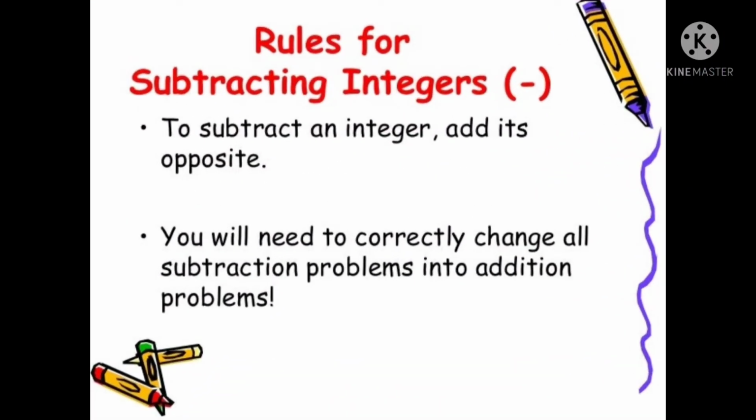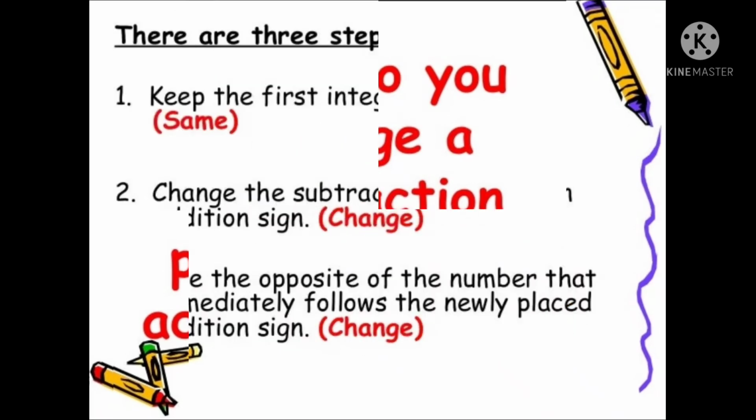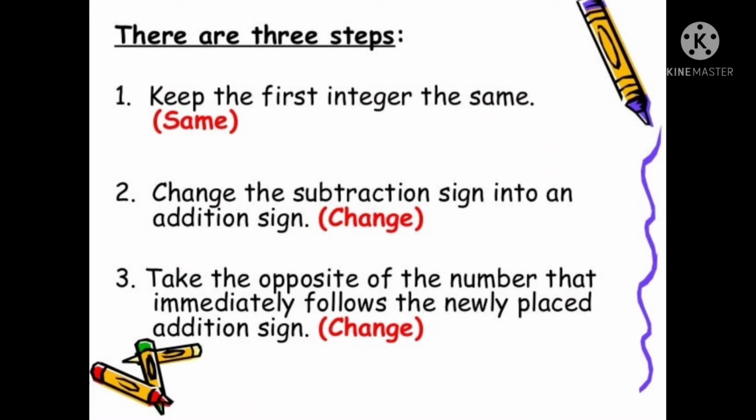Rules for subtracting integers. To subtract an integer, add its opposite. You will need to correctly change all subtraction problems into addition. How do you change a subtraction problem into an addition problem? There are 3 steps in changing a subtraction problem into an addition problem.